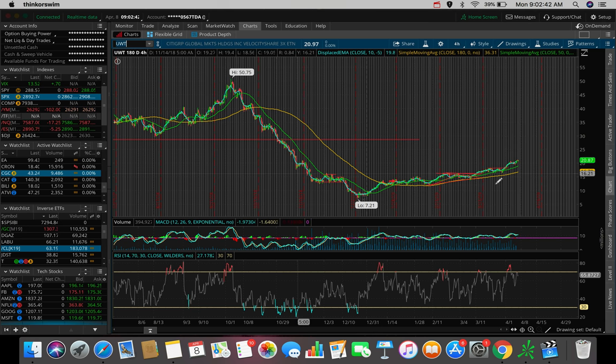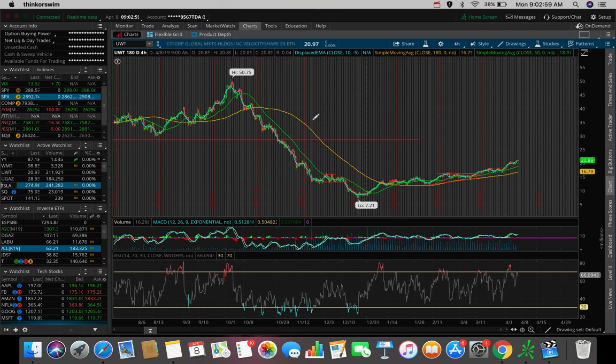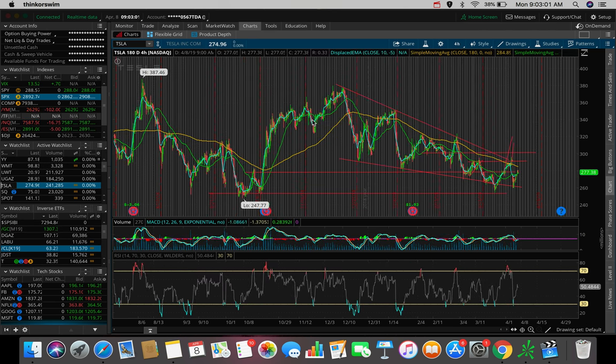Ticker symbol UWT. It may be a bit overbought, which is why I want to see a bit more of a pullback in crude oil, which would pull back UWT as well, but it's still worth watching in my personal opinion here. So another one that we talked about was Tesla, and Tesla's doing pretty solid this morning.